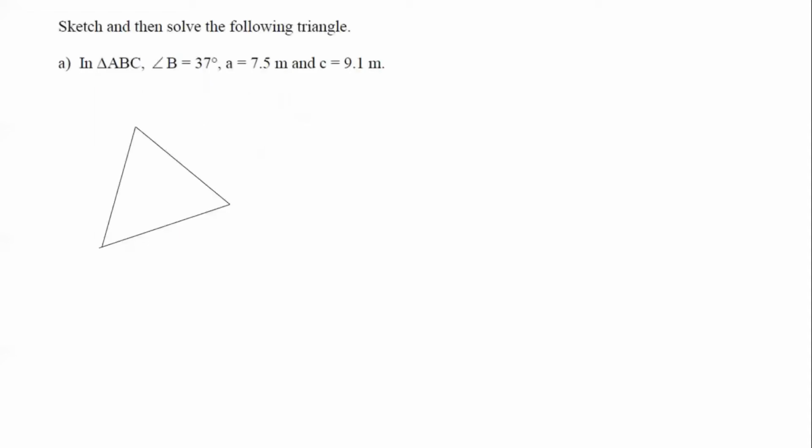Sketch and solve the triangle. Well, the first thing we need to do is label the sides. This triangle doesn't have any sides on it or any angles. Let me just let Jahil back in. This triangle does not have any sides labeled or any angles labeled.